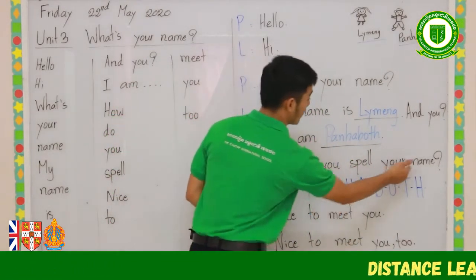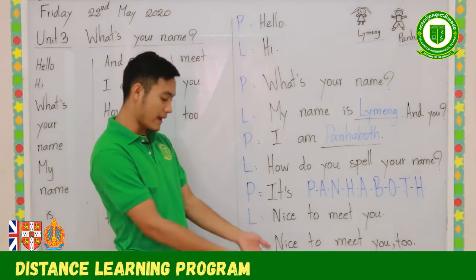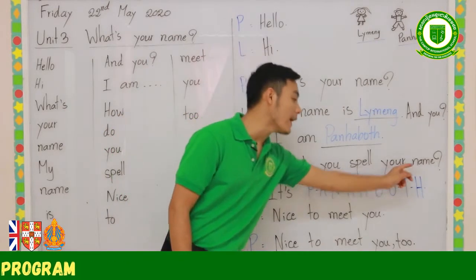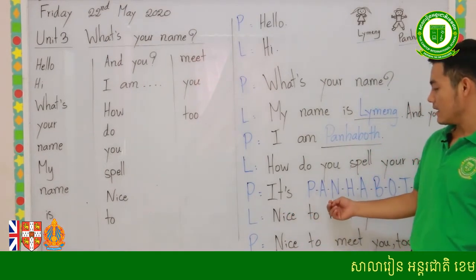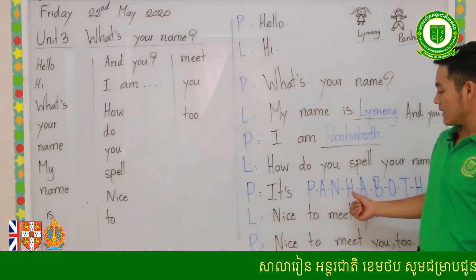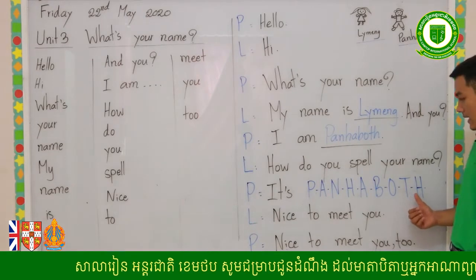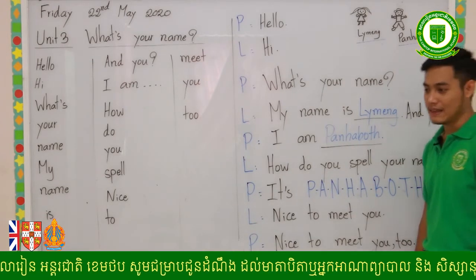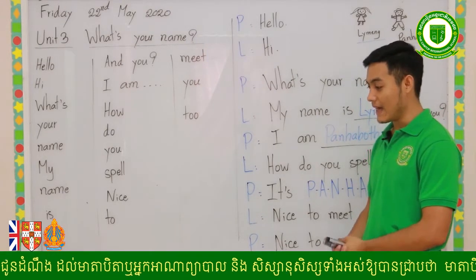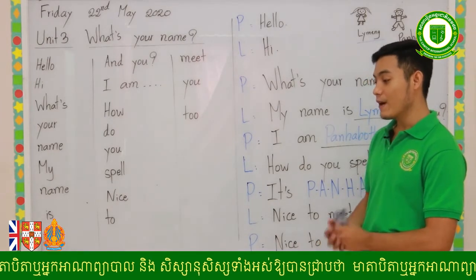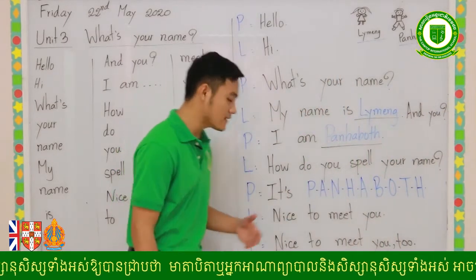How do you spell your name? Again, Li Ming asks again. How do you spell your name? Panyabot answers: It's P-A-N-H-A-B-O-T-H. Panyabot. Okay. Then Panyabot answers again: It's P-A-N-H-A-B-O-T-H, Panyabot. Okay, and then Li Ming starts.